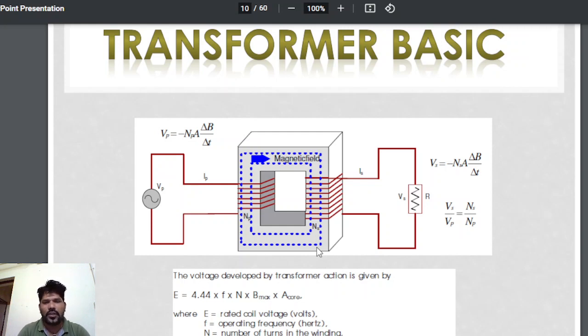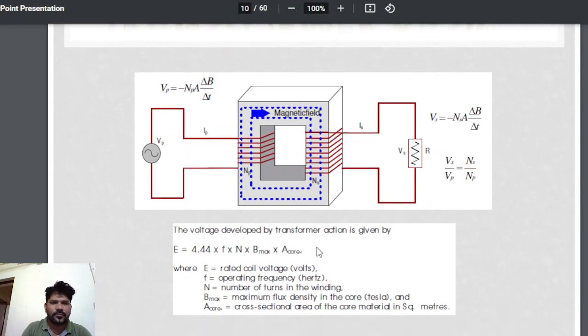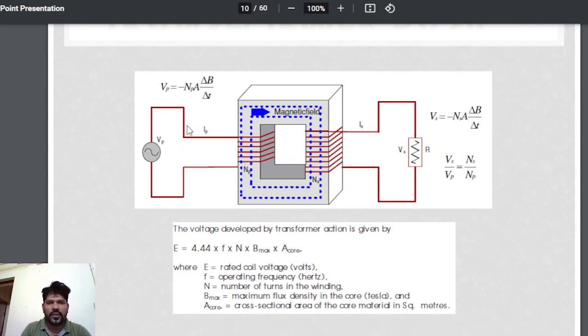When you decrease the voltage, proportionately the current will increase, right? Because V1 I1 is equal to V2 I2. So when current increases, automatically voltage will be decreased, right? So you have the primary voltage, whatever we are giving here, and this is the primary current, and this is the secondary side load, whatever we give. So the voltage developed by the transformer action is given by E is equal to 4.44 into F into N into B max into A.